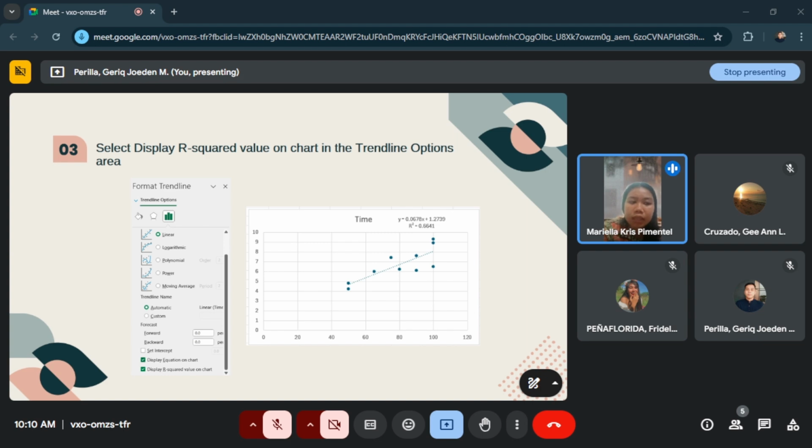And we see that R squared is equal to 0.6641. Same lang din dun sa nakuha natin kanina.